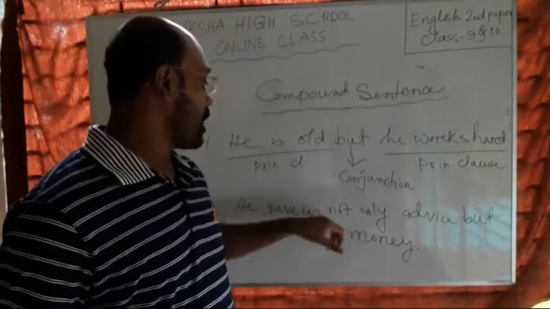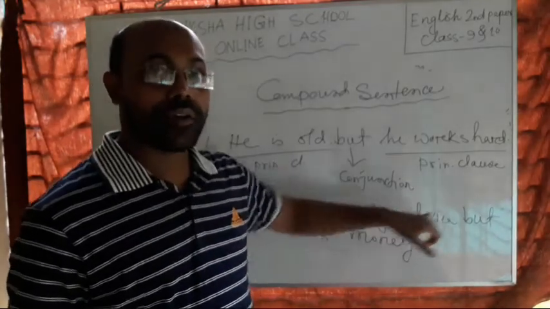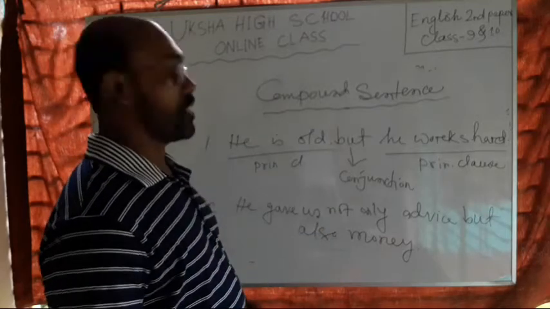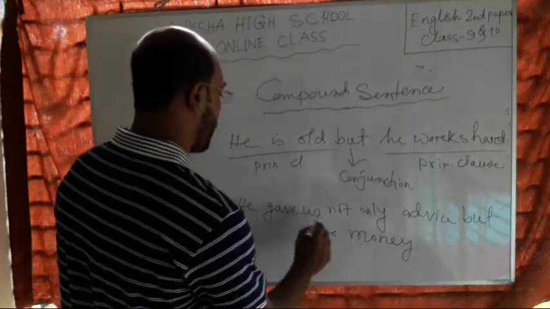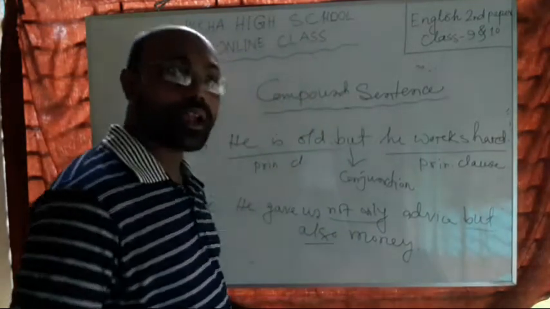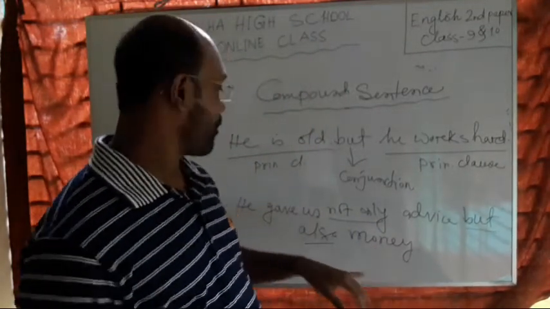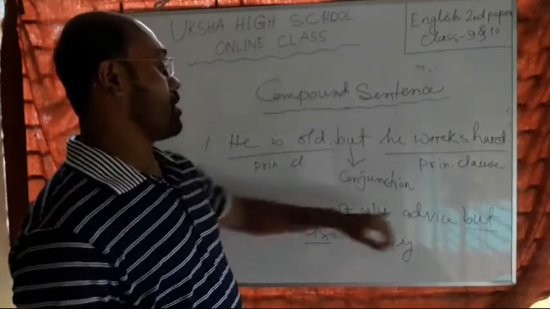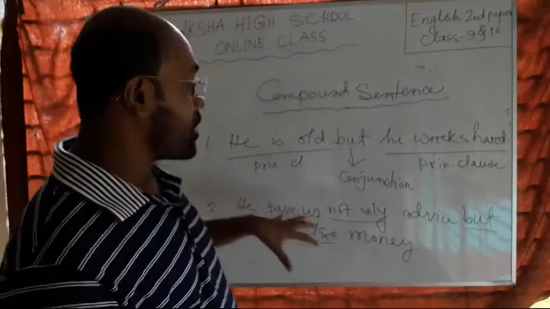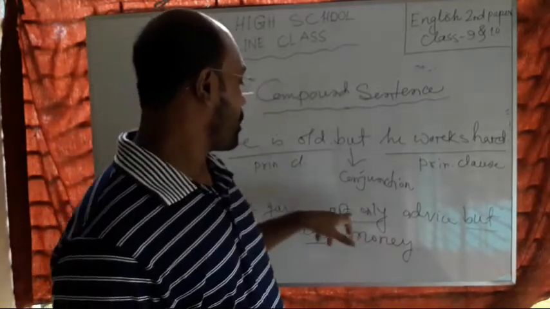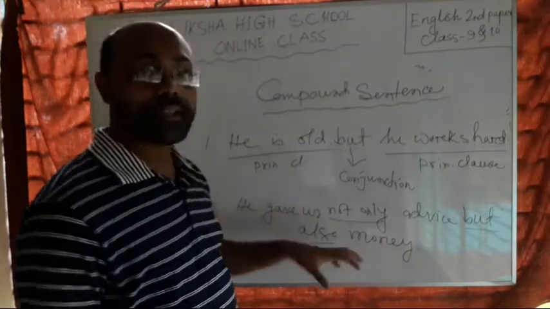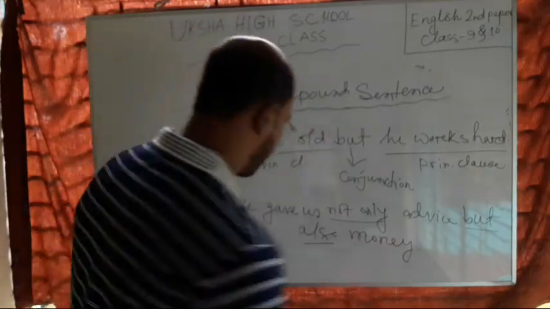He gave us not only advice but also money. This is an example of a compound sentence. Here "not only" and "but also" are the linkers. He gave us advice and he gave us money. These are the two parts, and "not only, but also" is the conjunction. So this is an example of a compound sentence.